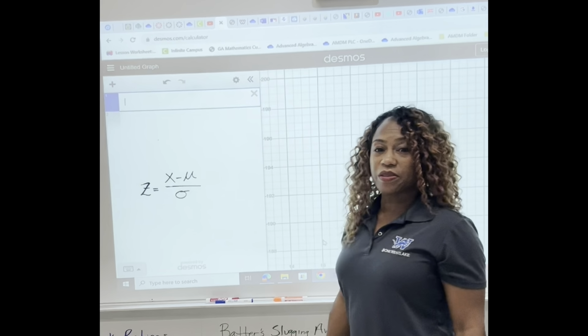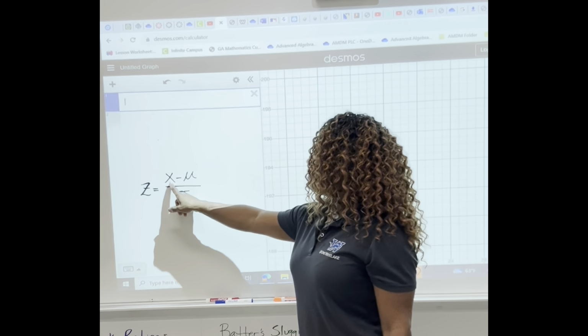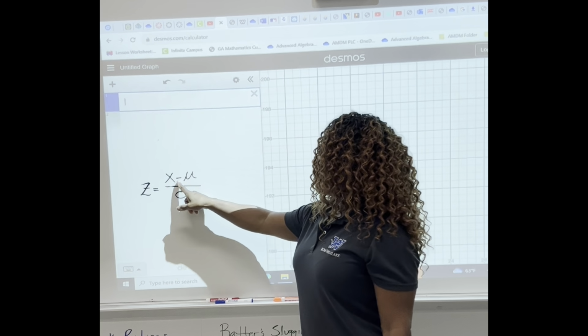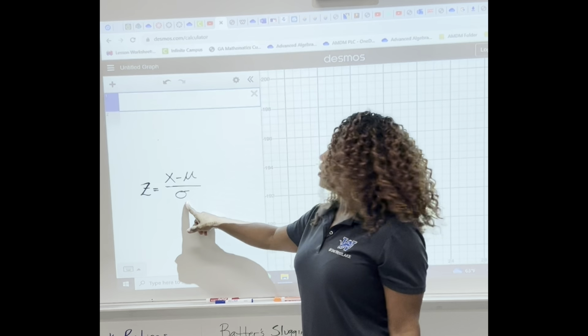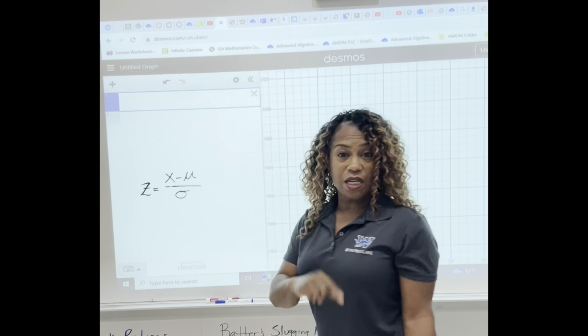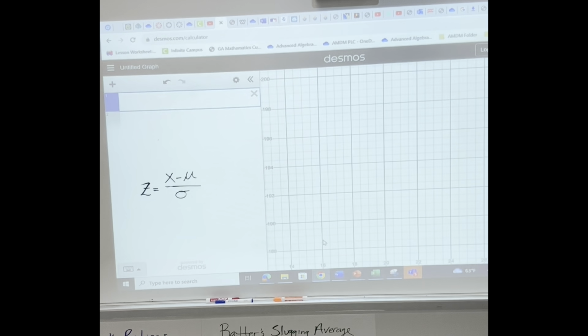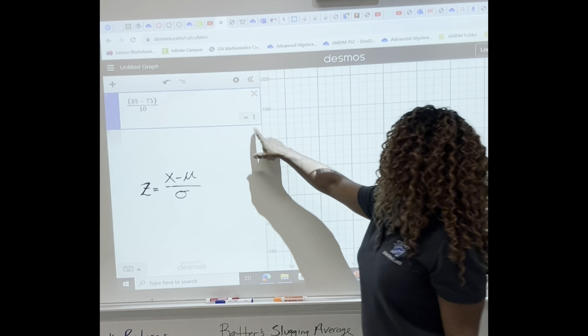So here's Desmos. I'm going to go ahead and put in the data point of 85 minus the mean of 75 divided by the standard deviation of 10. So let's type that in Desmos and let's get our answer. I'm going to use parentheses to group the numerator of 85 minus 75, close parentheses, and then divide by the standard deviation of 10. And notice that our answer is 1.